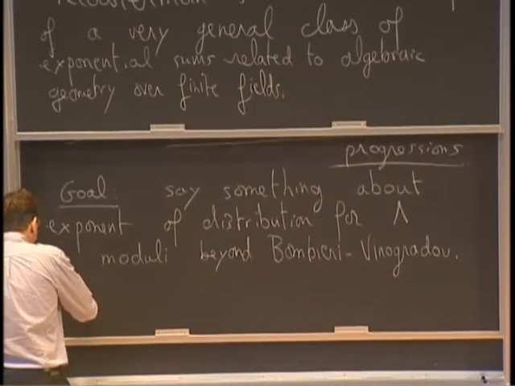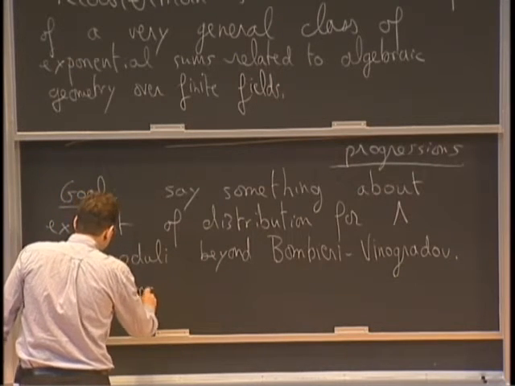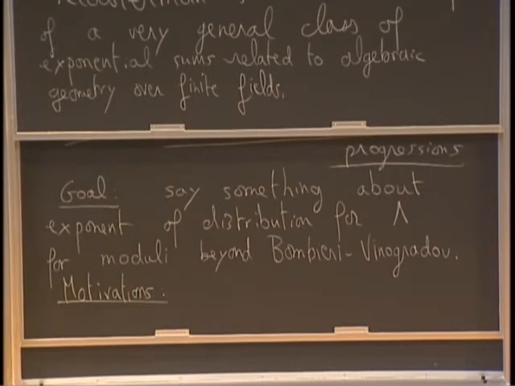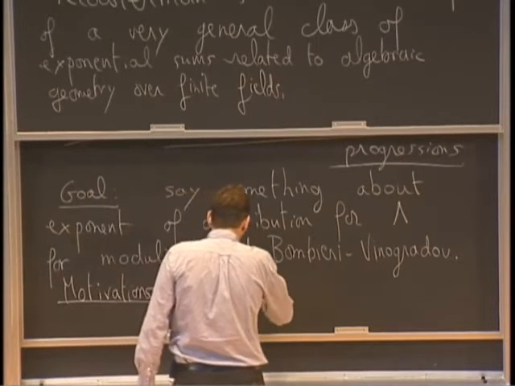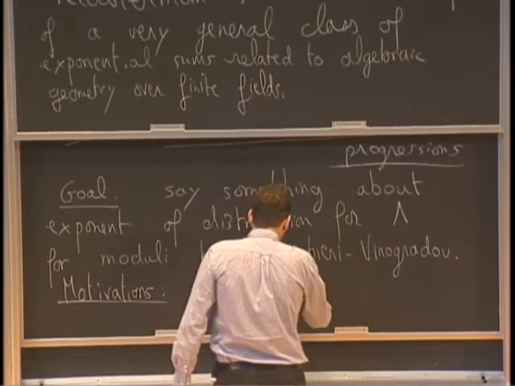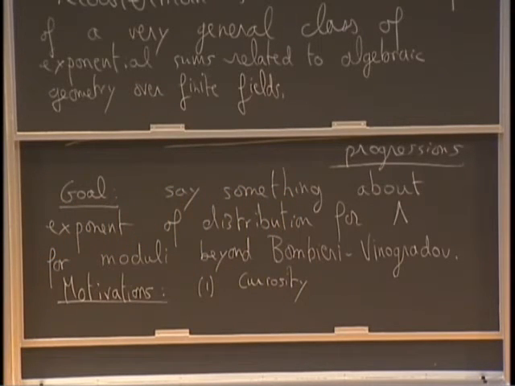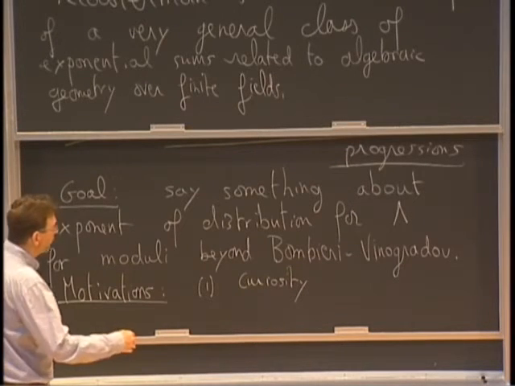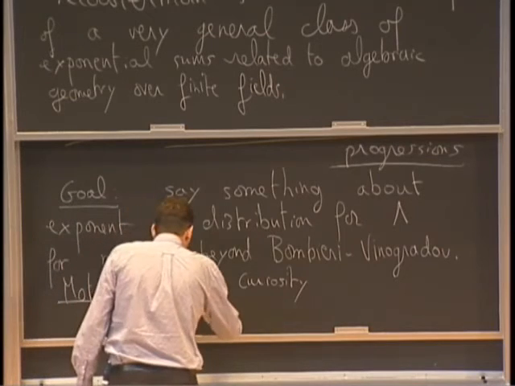So let me give two motivations quickly for this. Actually, okay, I guess I can give three. So one is curiosity. And there's a natural boundary, which is square root of x, that arises from Bombieri-Vinogradov, which is actually a natural boundary for exponents of distribution for a very, very large class of arithmetic functions. So it's natural to try and see if we could go beyond that.